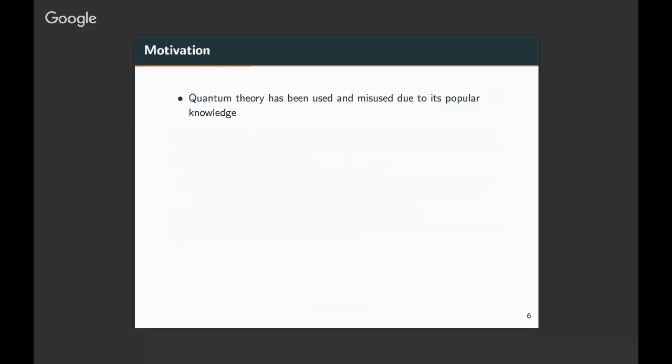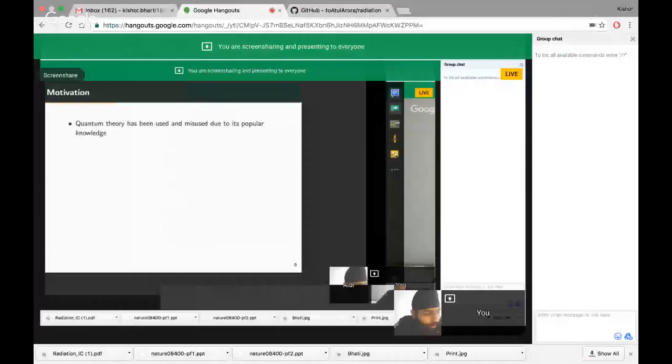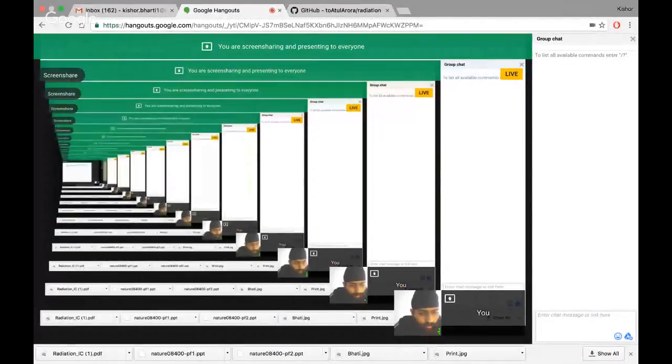So we all know that quantum theory has been used and misused due to its popular knowledge by bloggers and all. Kishore, I wanted to say something. One of my colleagues told me that it has been shown that you cannot derive the quantum correlations from a finite set of physical principles or something like that. Are you aware of this result?